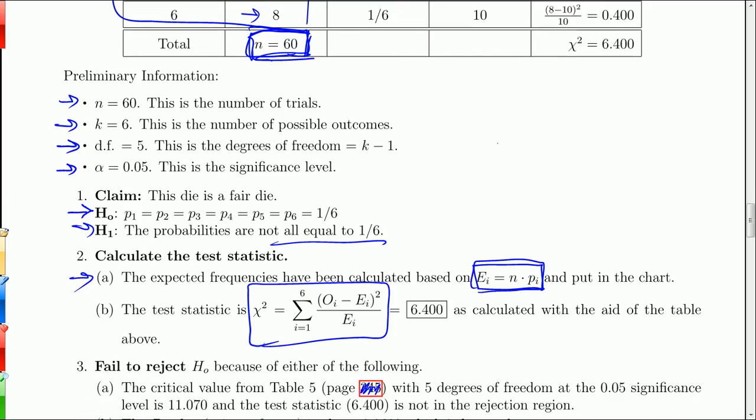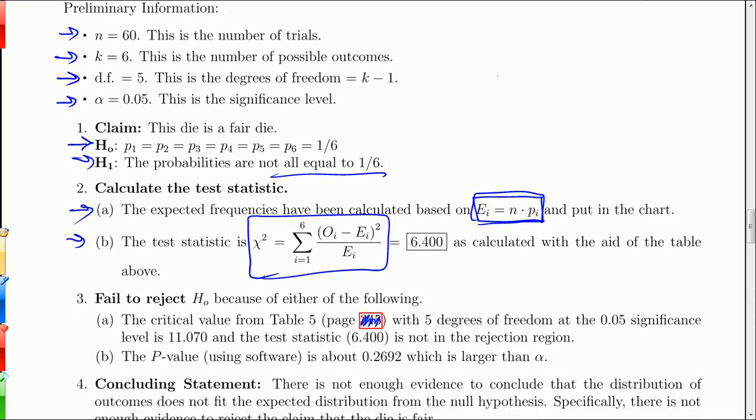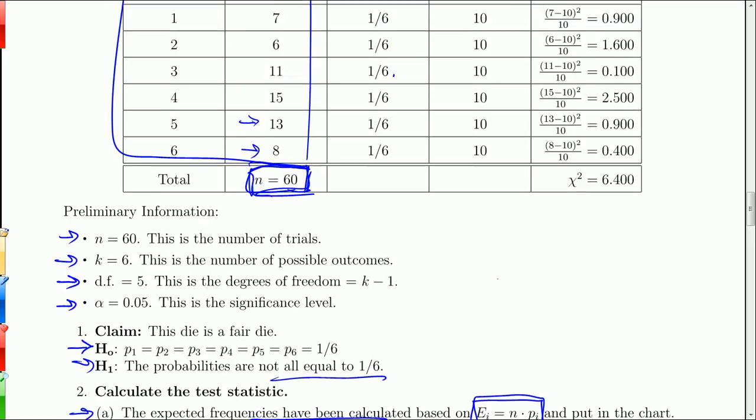Now we want to calculate the test statistic. So what this test statistic says is: I take my number of observed outcomes from each possible outcome, subtract the expected, square that, divide by the expected, and add all those up. So it's a whole process, just like the formula for the standard deviation is a whole process. And if we do it in a table, it's really not that bad at all.